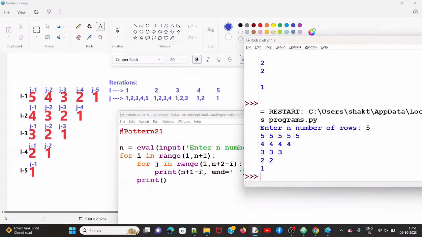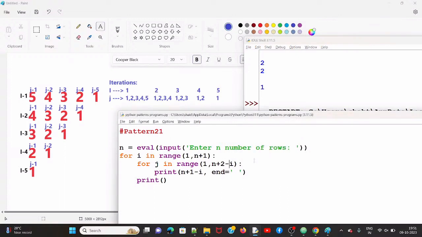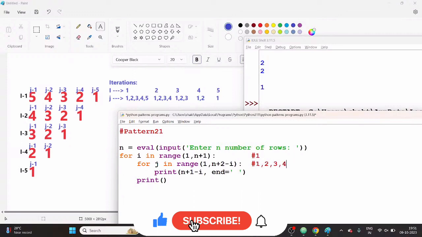But you observe here, guys. First time always 5 coming, next always 4, next always 3, next always 2, next always 1 coming. But it is not like this, guys. Because when I value is 1, for J, the first time this is right, 1 2 3 4 coming, like the previous one.